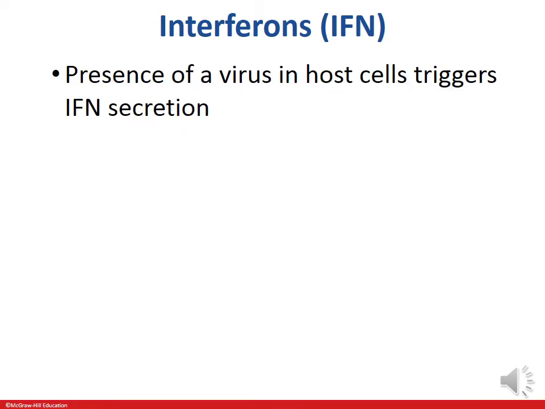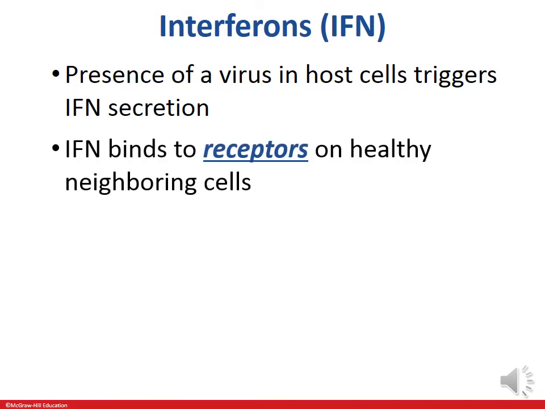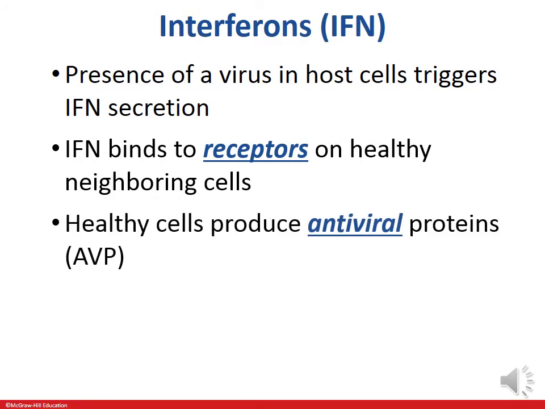And so they are triggered, they get secreted when our host cells get infected by a virus. The presence of that foreign nucleic acid, whether it's DNA or RNA, will trigger the host cell to secrete interferons, which are just little protein messengers, and they only go as far as their neighbors. Okay, and so the neighboring cells have receptors for these little interferon messages, and when they receive that message, it causes the healthy neighboring cell to produce little proteins that stay inside that healthy cell called antiviral proteins.